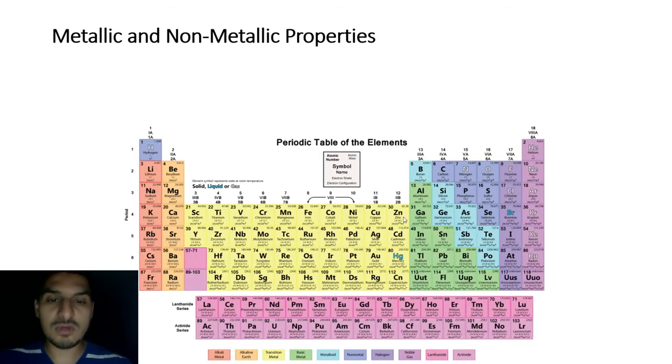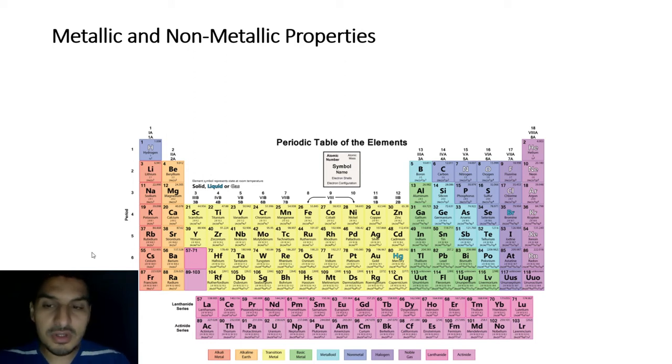To revise what we mean by period, it is the row. So each row of this is called a period. We have 7 periods, 1, 2, 3, 4, 5, 6, 7. And each period, if you remember, corresponds to one energy level. So we have 7 energy levels and 7 periods.